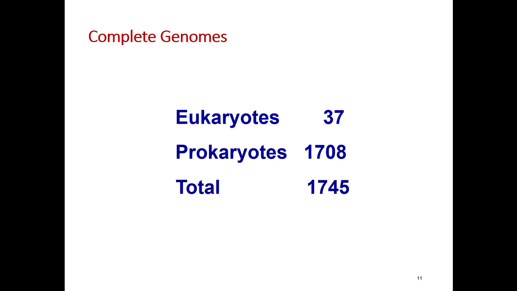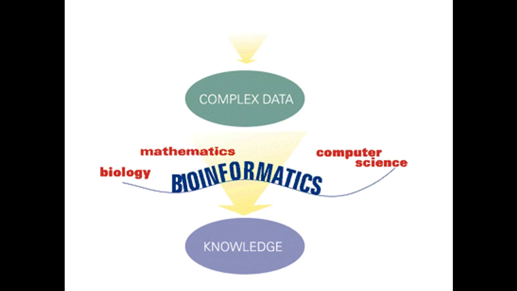Now these are the completed genome sequences of organisms. Up till now, hundreds of eukaryotic and prokaryotic DNA sequences have been completely determined. Around 3000 prokaryote complete genomic DNA sequences have already been determined. And in bioinformatics, the complex DNA sequence data or protein sequence data is analyzed with the help of mathematical or computational tools, and it is converted into knowledge. So, conversion of complex data into knowledge is the function of bioinformatics.